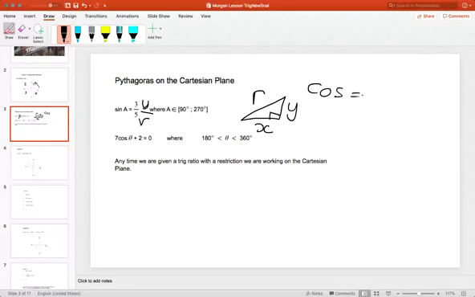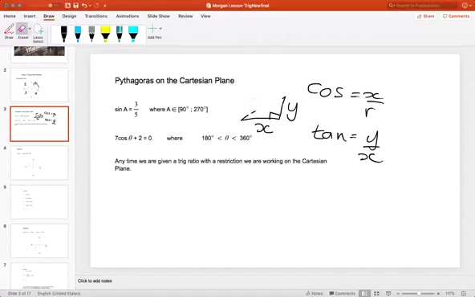Cos is going to be x over r. And tan would be y over x. So just something to remember, and you really do need to remember that, because otherwise you are not going to be able to substitute. And that's actually what we are trying to do, is we want to substitute from our right angle triangles and then solve from there. Let's get rid of this quickly.